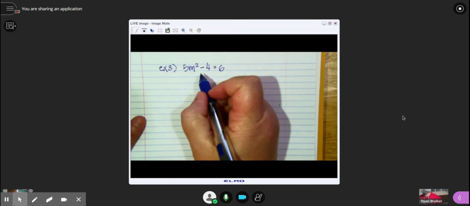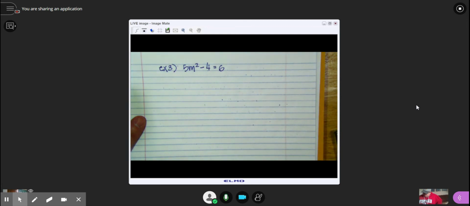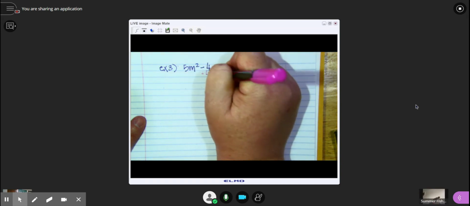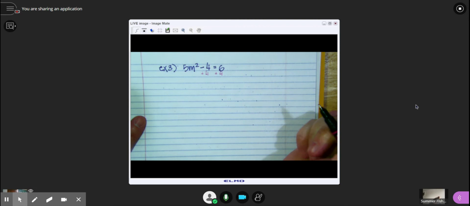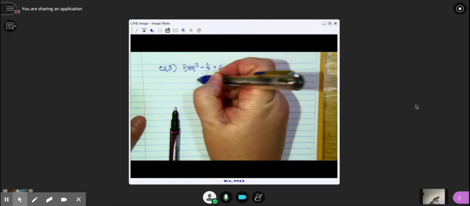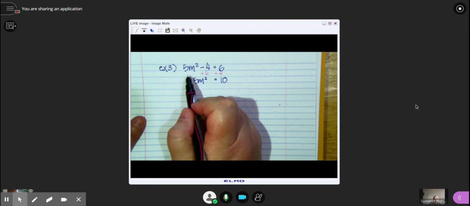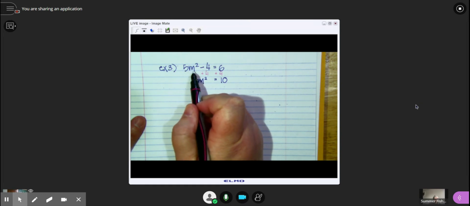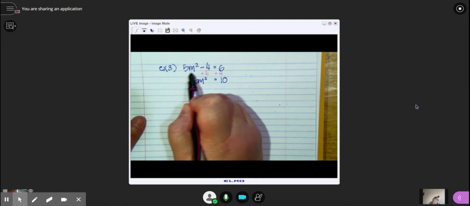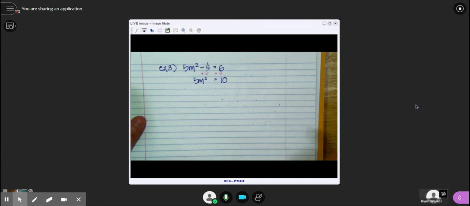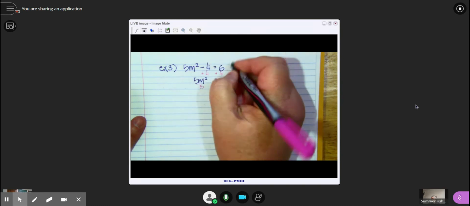Okay, here I have 5m squared minus 4 is equal to 6. In order to get the m squared alone, I'm going to add 4 to both sides. I'm always trying to isolate the m squared. Now, keep in mind, I recognize that I can do this because it's not a trinomial. There's no like m term. And I'll show you that in a second here.